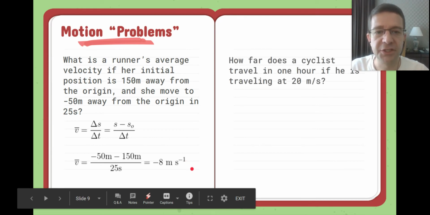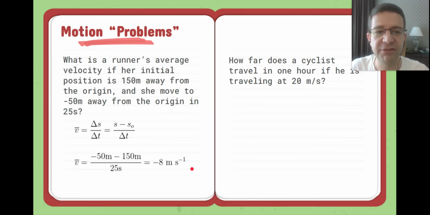Here's another one that you can try. How far does a cyclist travel in 1 hour if he is traveling at 20 meters per second? Go ahead and pause and take a go at this, and then I'll join you again and show you the answer. Okay, welcome back.